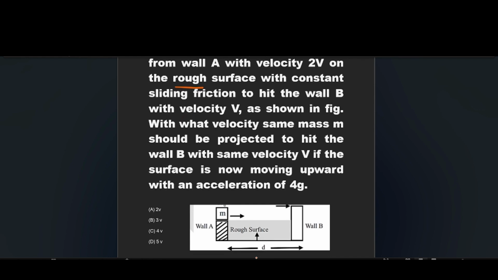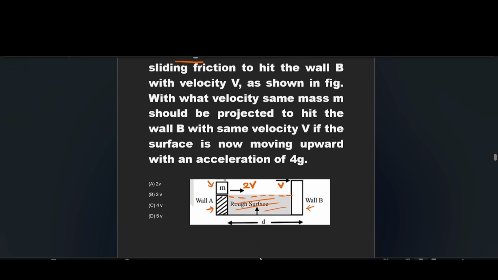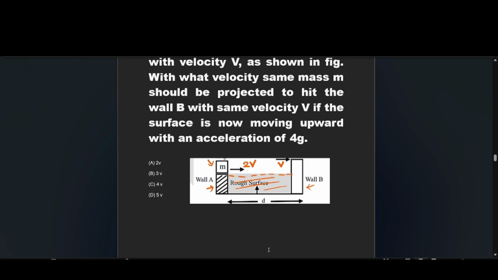So first we'll try to understand the problem. This is wall A. On wall A block M is placed, and between wall A and wall B, a rough surface is there. On the rough surface, this block M is moving, and initially it is projected with velocity 2v, and it reaches velocity v. Okay, so options are there. Here you can pause.